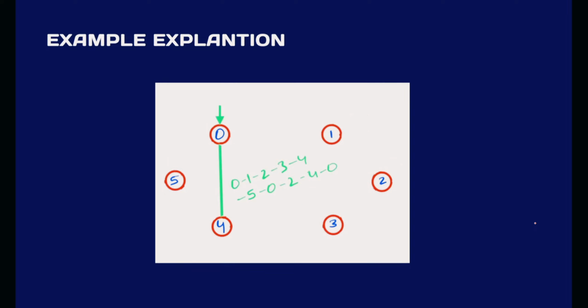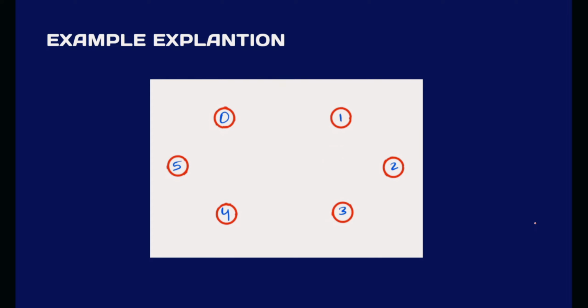From 4 I can go to 0, and I'll remove the edge between 4 and 2. Now the path becomes 0, 1, 2, 3, 4, 5, 0, 2, 4, 0. From 0 I cannot go anywhere because there are no edges. So now the circuit is 0, 1, 2, 3, 4, 5, 0, 2, 4, 0. This is the Euler circuit.